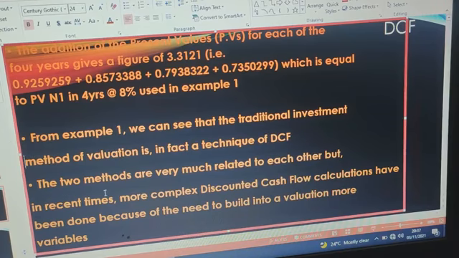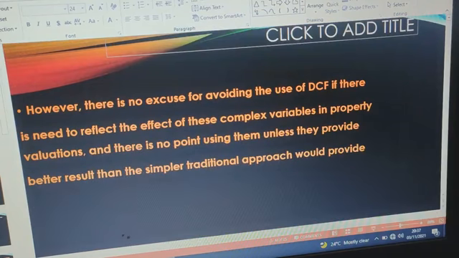The two methods are very much related to each other, but, in recent times, more complex discounted cash flow calculations have been done because of the need to build into a valuation more variables, since more properties are now available for purchase and very large sums of money are required to purchase them. Besides, every conceivable variable which could affect the ultimate price must be examined, e.g. relating cost of borrowing with base lending rates of banks, accounting for changes in anticipated interest rates, tax commitments, and so on.